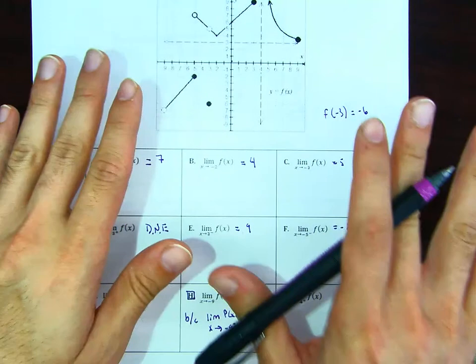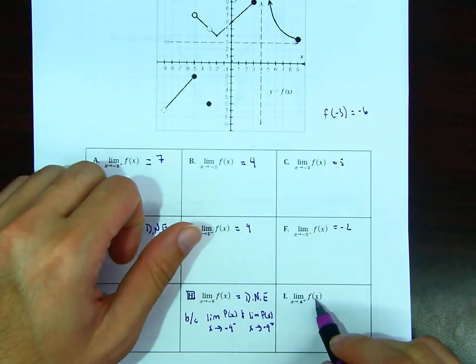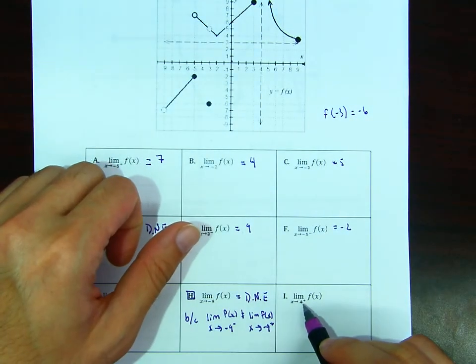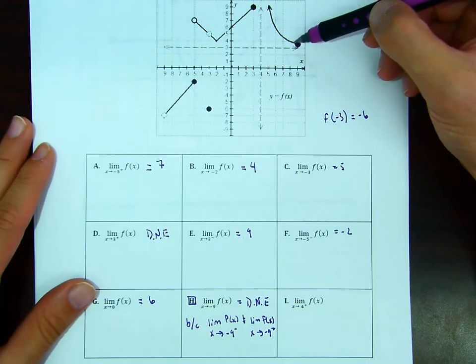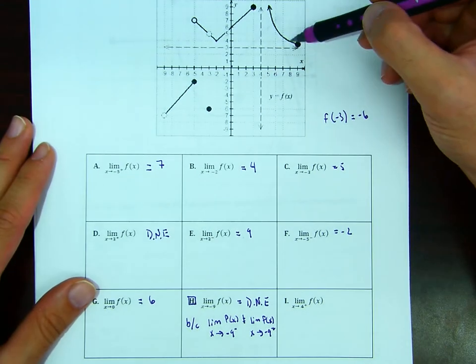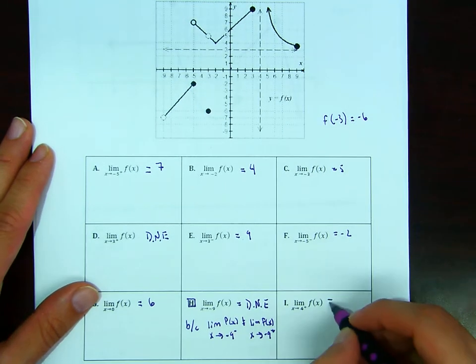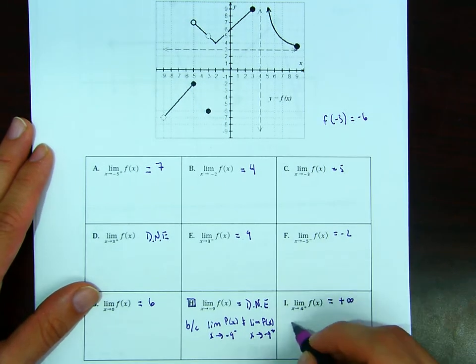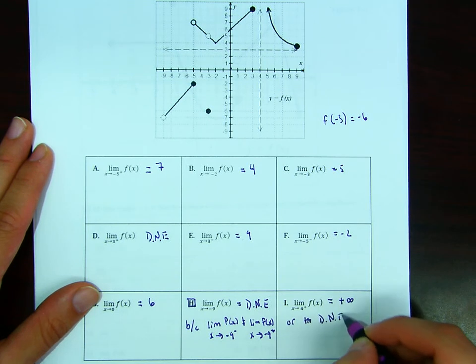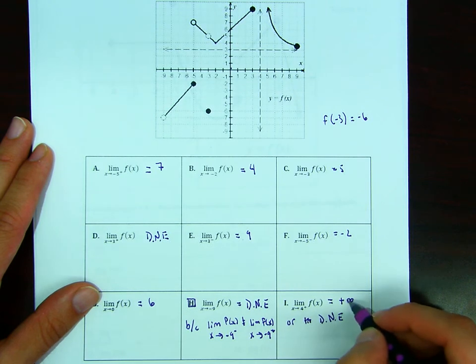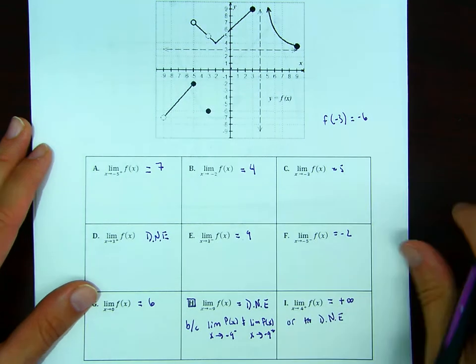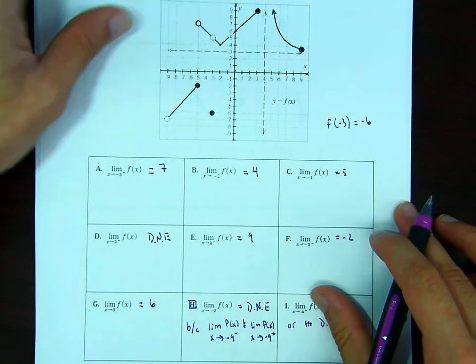We'll definitely practice, okay? Last one, limit of f of x as x approaches 4 from the right. Notice from the right of 4, it's going to positive infinity, or does not exist, because this y value has to be a real number and positive infinity is not a real number. Okay, we're done for this lesson here.